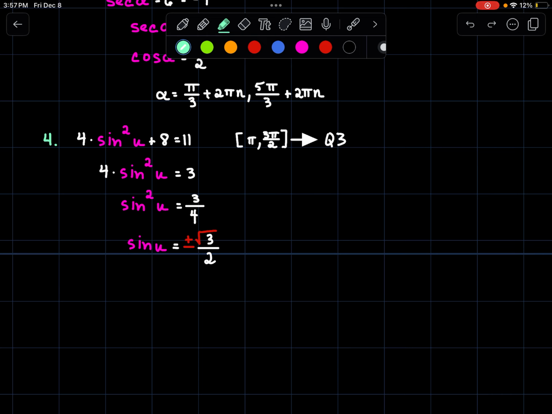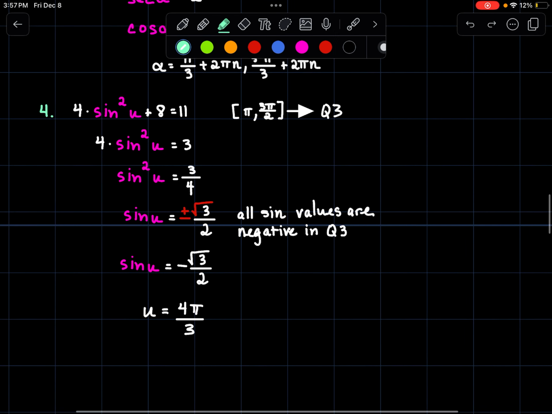And originally we were thinking, well, what are the solutions that have a positive root 3 over 2 and a negative root 3 over 2? But again, we're in the third quadrant, and all the sine values, all the y values in the third quadrant, are negative. So that leads us to ask, well, when is the y value of the ordered pair going to be negative root 3 over 2? And that, again, if we look at our unit circle, is going to be at 4 pi over 3. And this, again, would be the only solution that is in that third quadrant within that little interval there. We are not going to use any of the other ones.